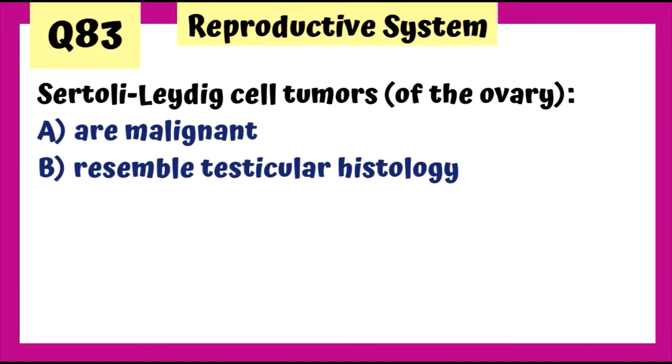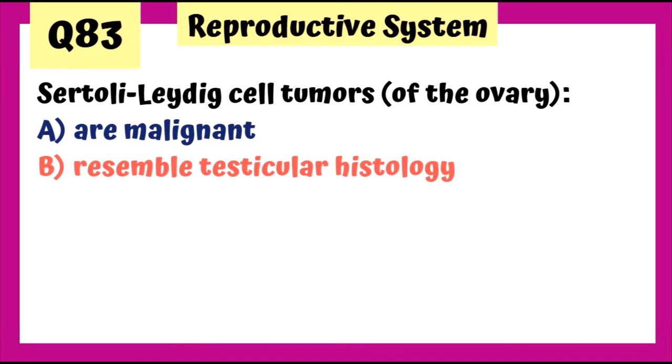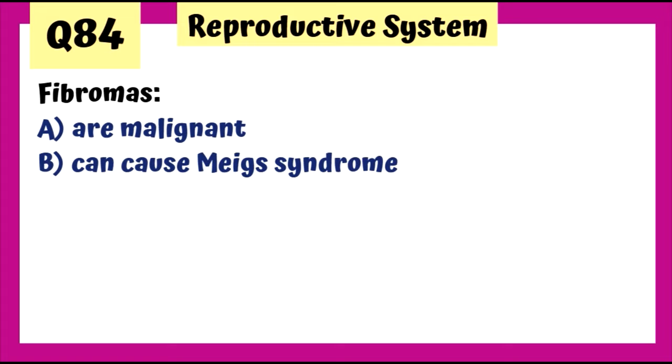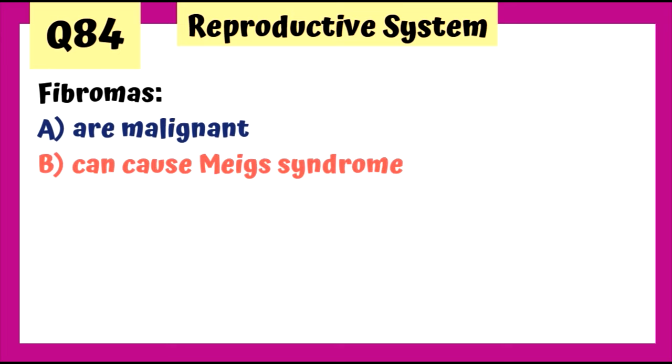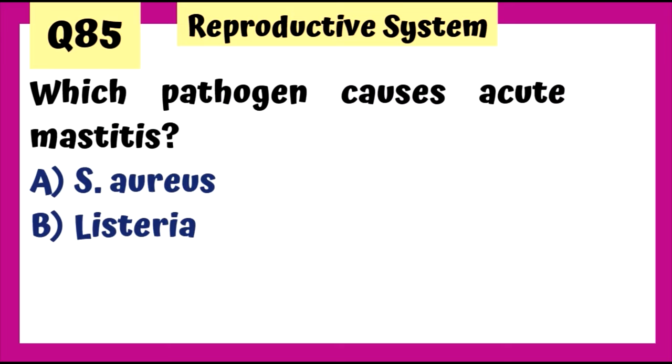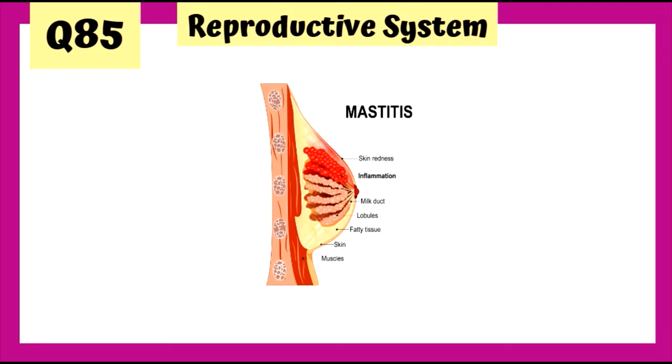Sertoli-Leydig cell tumors are not malignant. They resemble testicular histology, and therefore there will be virilization often, such as hirsutism and male pattern baldness. 84, fibromas can cause Meigs syndrome, a triad of ovarian fibroma, ascites, and a pleural effusion. 85, which pathogen causes acute mastitis? Staph aureus. Here's the mastitis.